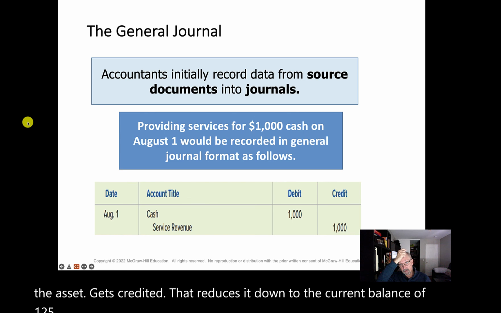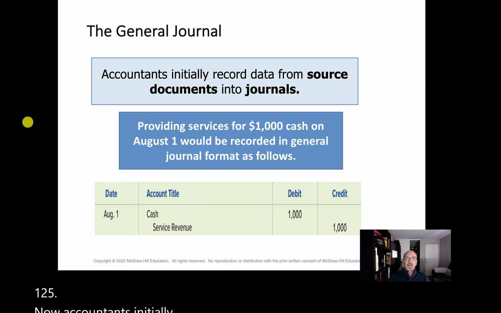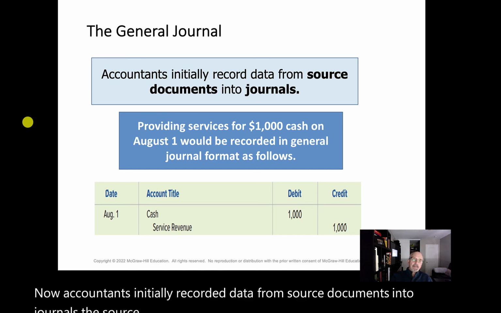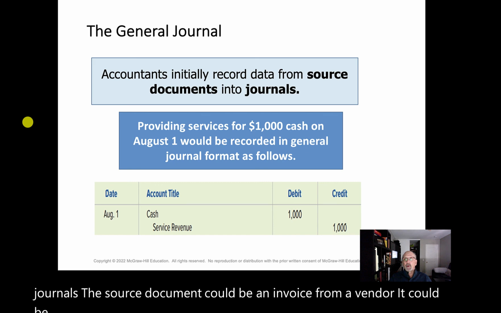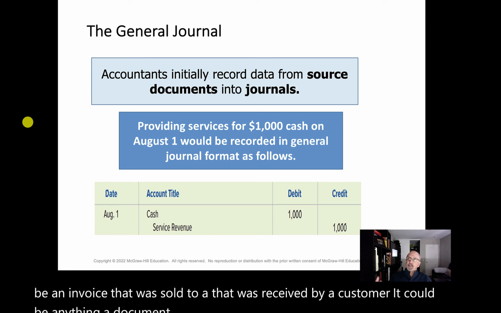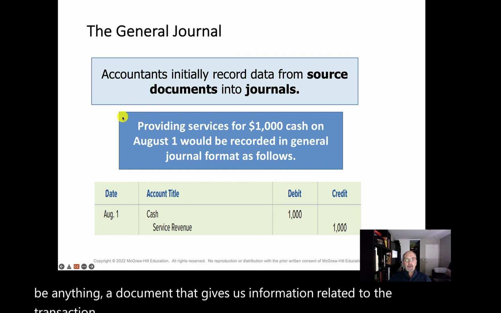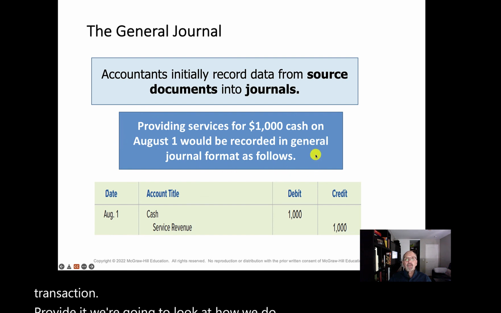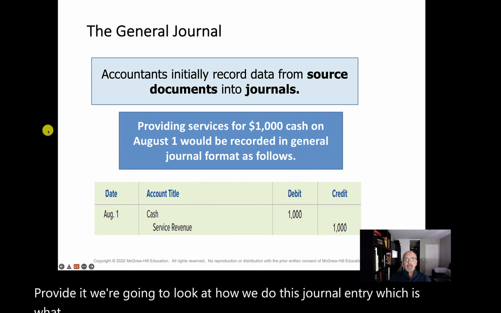Now, accountants initially record data from source documents into journals. The source document could be an invoice from a vendor. It could be an invoice that was received by a customer. It could be anything, a document that gives us information related to the transaction. We're going to look at how we do this journal entry, which is what it's called, providing services for $1,000 cash on August 1st.